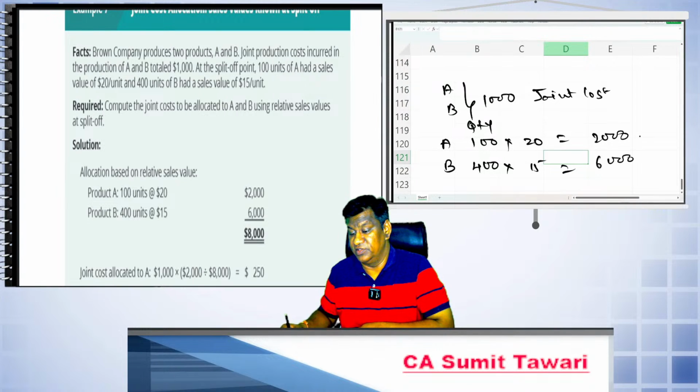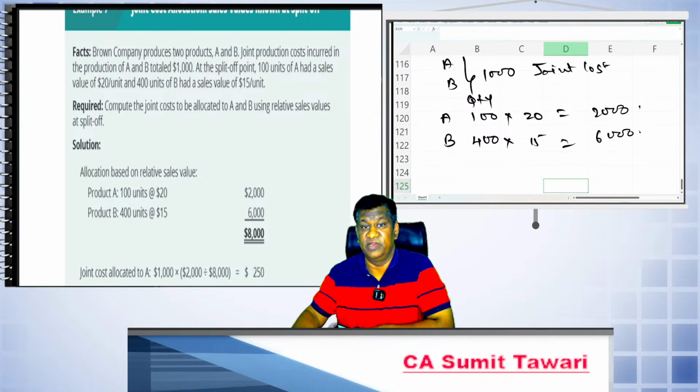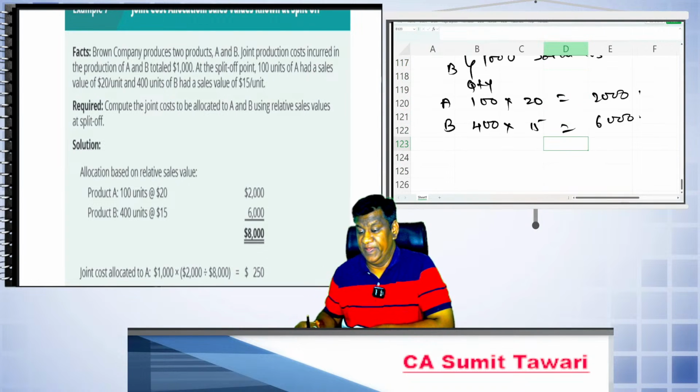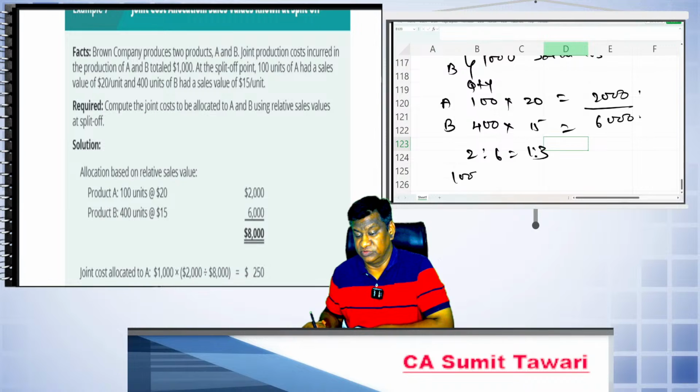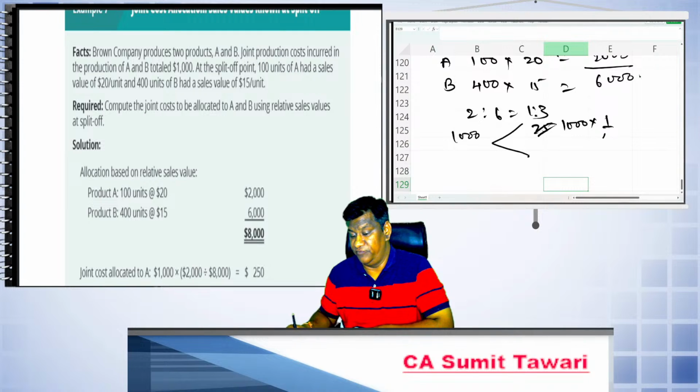So we need to bifurcate the joint cost in the ratio of 2:6. Whatever the 1,000 cost may be, we need to divide it in 1:3. So that is basically 250 and 750. This is my ratio, 2:6 equals 1:3. The cost is 1,000, so for product A it is 1,000 multiplied by 1 by 4, and for B 1,000 multiplied by 3 by 4. So it is 250 and 750.